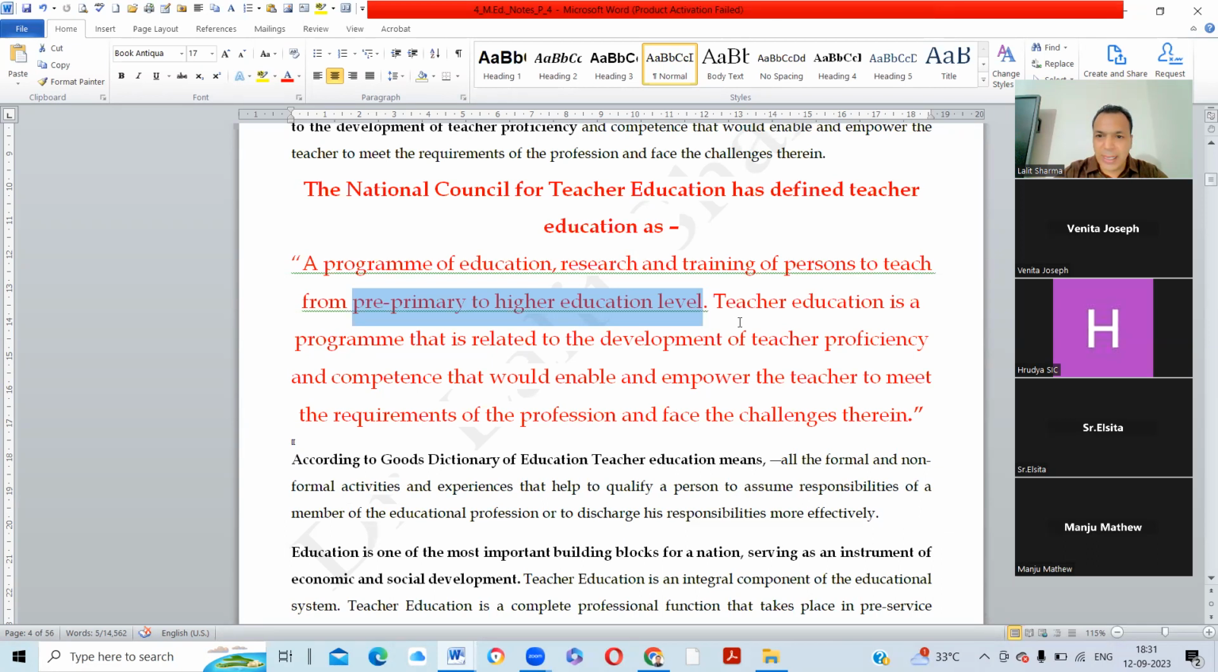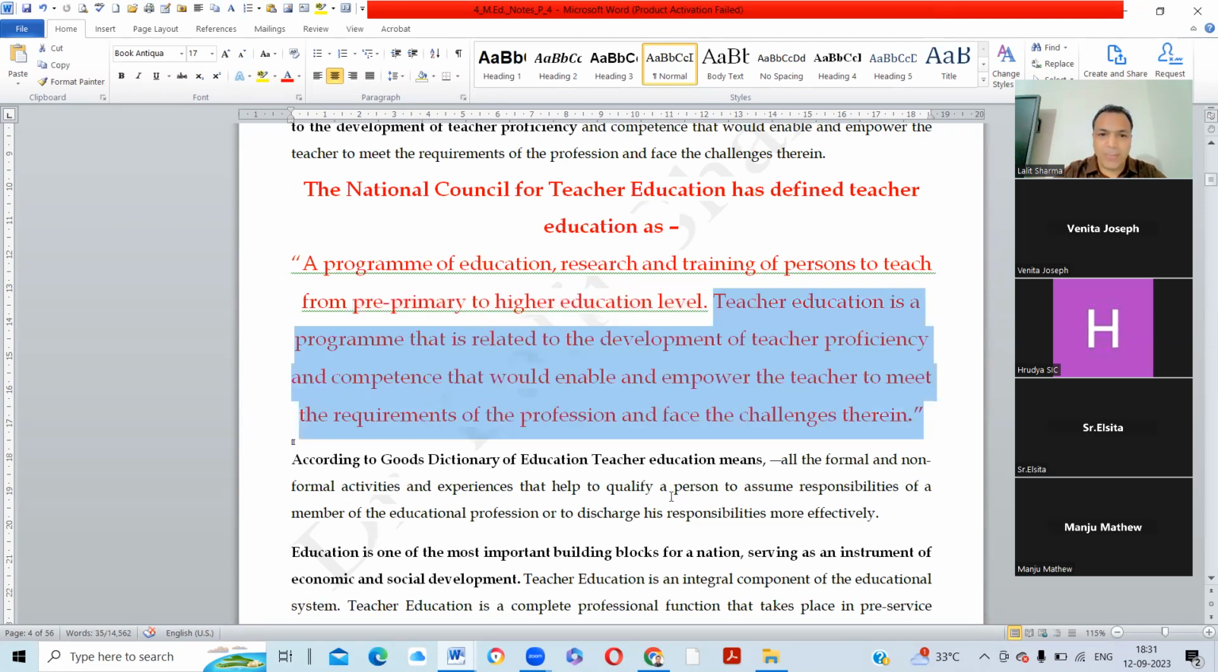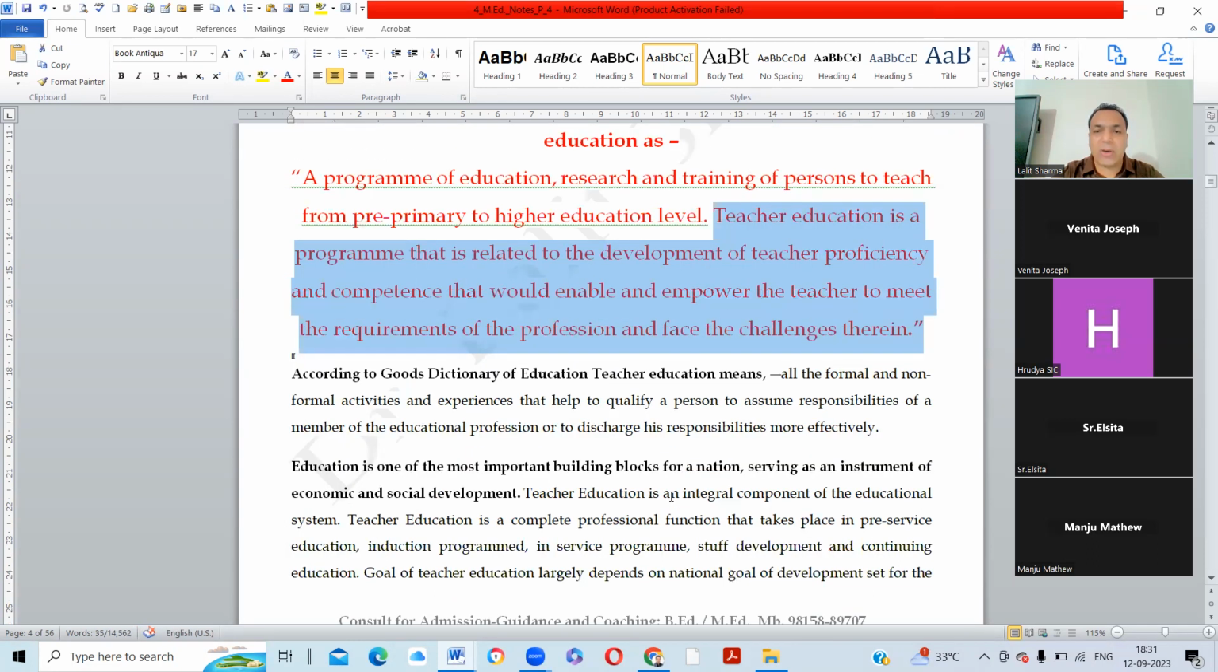Again, further, teacher education is a program that is related to the development of a teacher's proficiency and competence. Without undergoing this program, guys, you can't say that you have become a perfect teacher. Okay, you have become competent, because under a B.Ed or M.Ed, you learn all the pedagogical competencies.